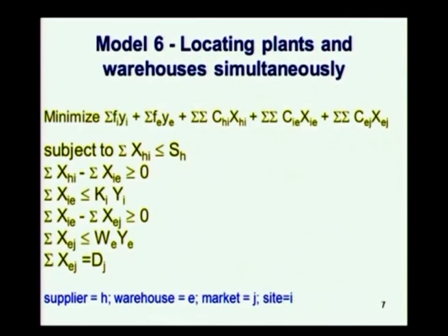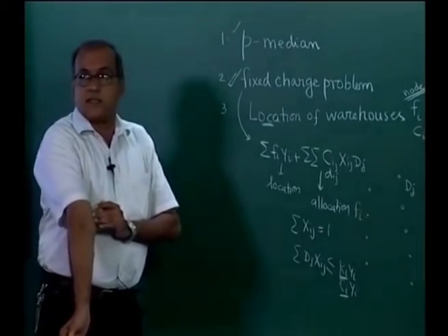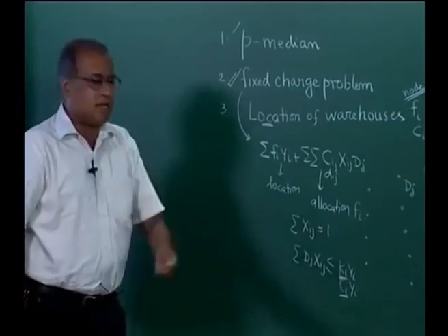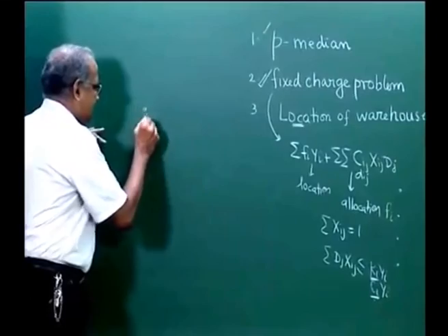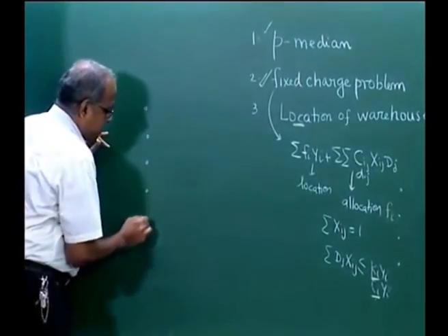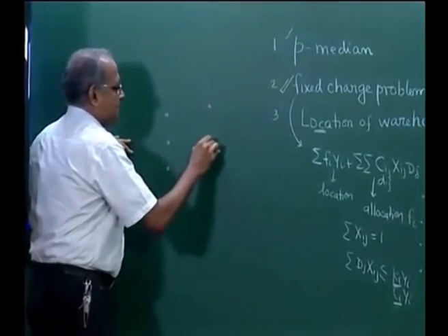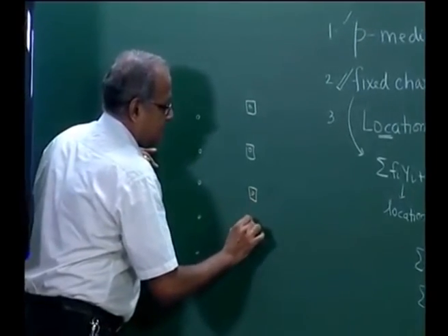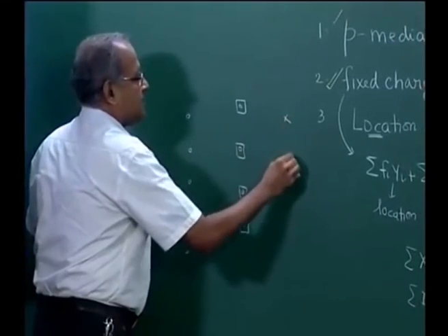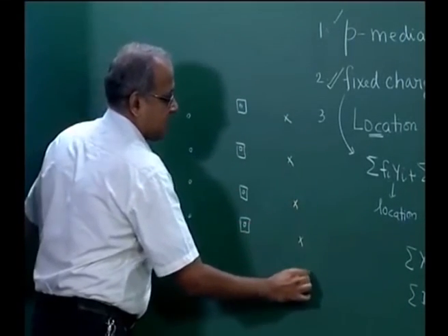The sixth model is locating plants and warehouses simultaneously. Now, this model is exactly the same model that we have seen earlier, where we spoke about locating plants and warehouses simultaneously, which means we are looking at multiple stages. There can be a stage where we have plants or factories, there will be a stage where we have warehouses, and there will be a set of customers.